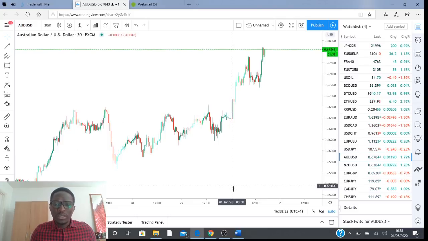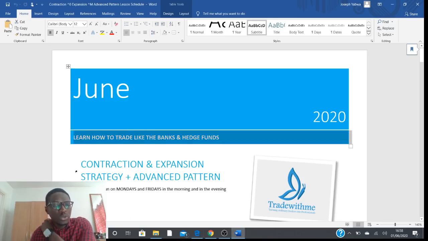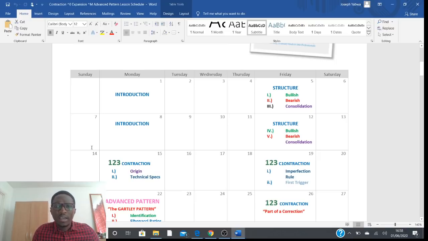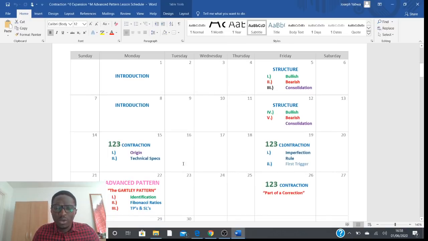So what I'll do is I'll bring up the course schedule, and I'm gonna take a couple of things from the course schedule and give a tutorial about it. What I'm gonna talk about is from the structure part. I'll take the bullish, and then I'll talk about that in combination with the imperfection rule from the 1 2 3 contraction. So just to give you an idea of what you can expect.